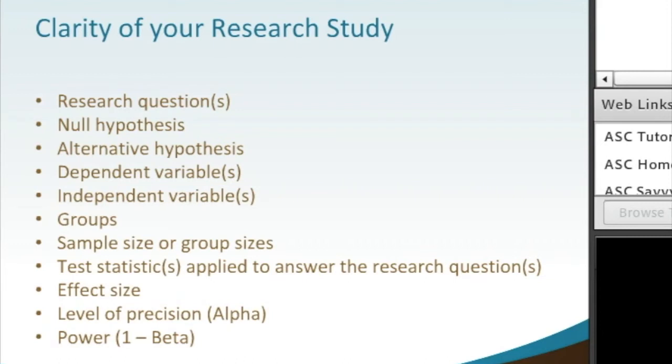Effect size, in its very simplistic form, is the size of the difference that you've predetermined to say whether or not there is a statistically significant result. It's a proportion of the size of the difference, and effect sizes are thought of as coming in small, medium, and large.